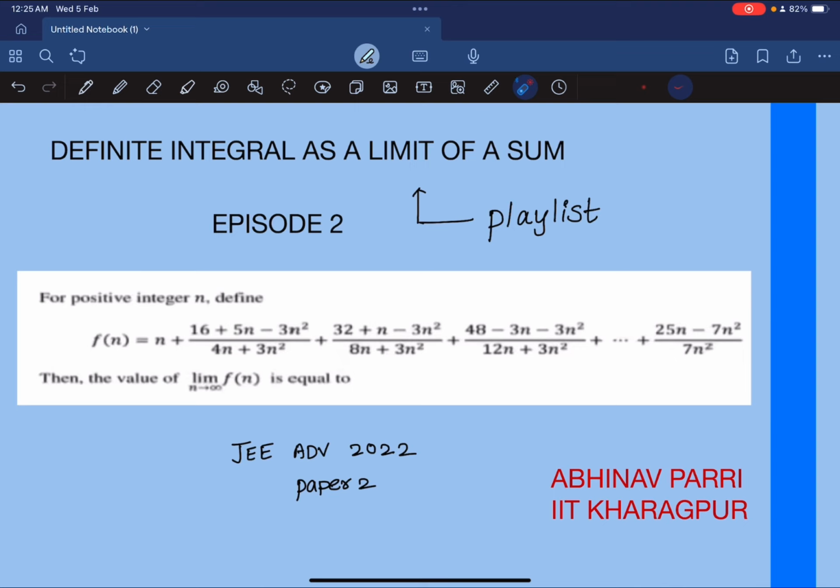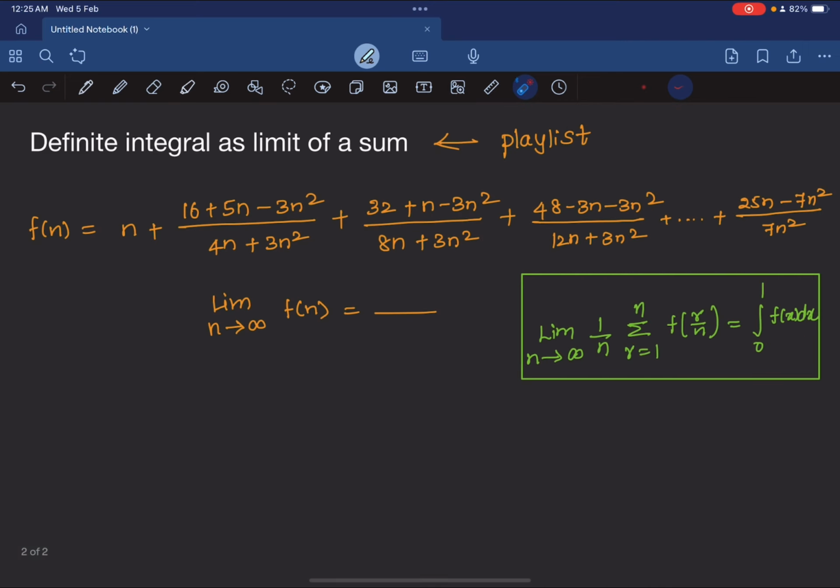But before we go through the solution, I would strongly recommend you to pause this video at this moment and give this question a try. So with that, let us dive in. So this is the question that we have and this is the formula that we derived in the first episode. You can always go back to the playlist and watch the first episode if you don't know how this is derived. Now let us go ahead.